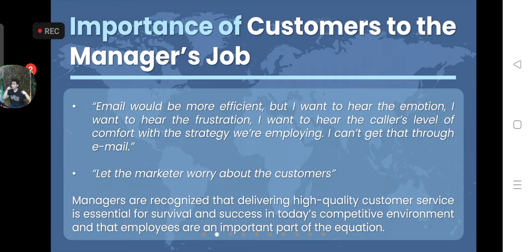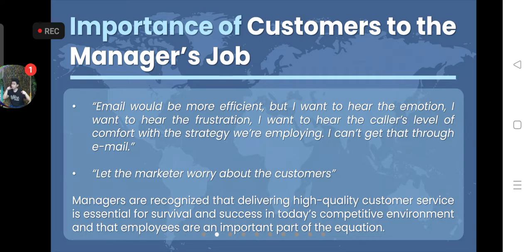for the services given. So for example, passengers of Qantas Airways were asked to rate their essential needs. The responses are usually linked to the employee's accommodation to them, like prompt baggage delivery, courteous and efficient cabin crews, and quick and friendly check-ins. So managers are recognizing that delivering consistent, high-quality customer service is essential for survival and success in today's competitive environment, and that employees are an important part of the equation.